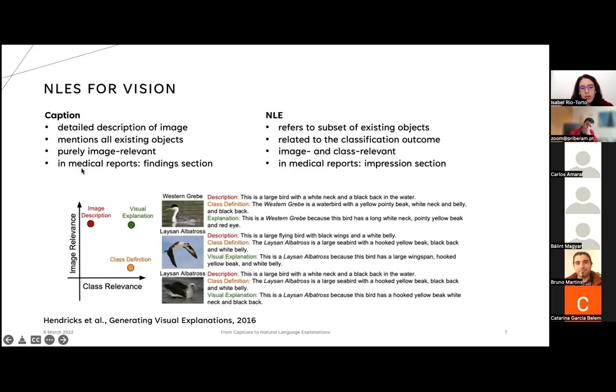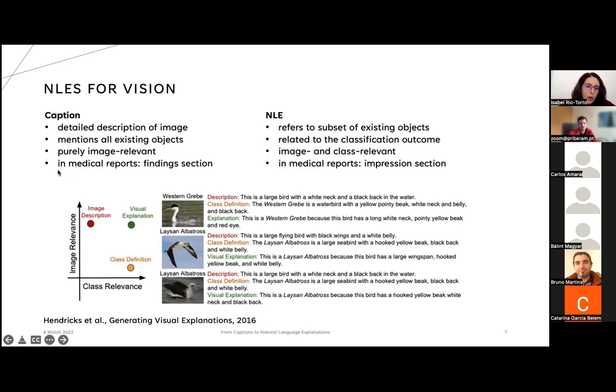And so a visual explanation here, just to clarify, the authors of this first work that introduced this topic call this a visual explanation, which I think nowadays that we have saliency maps might have been an unfortunate name. But what they mean here is the textual explanation that is related to the vision context. So our natural language explanation would have to combine both.